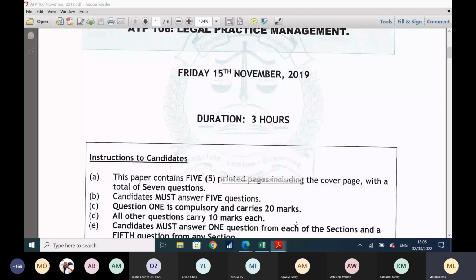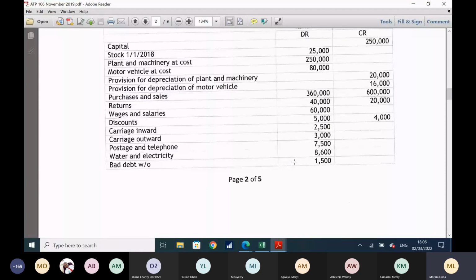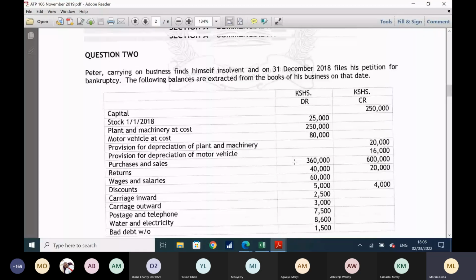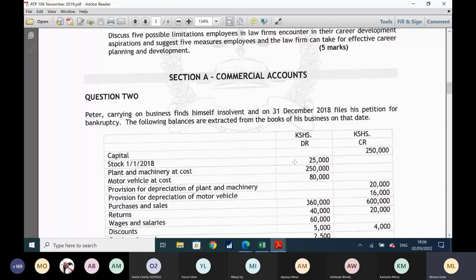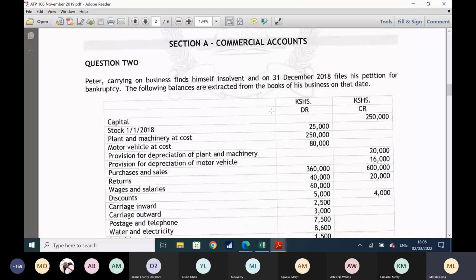So we are now doing a question on drafting the same. This is question 2 of November 2019, and we are being told that Peter was carrying on business, finds himself insolvent on the 31st of December 2019, and files his petition for bankruptcy. So you have been given the following balances from his books.